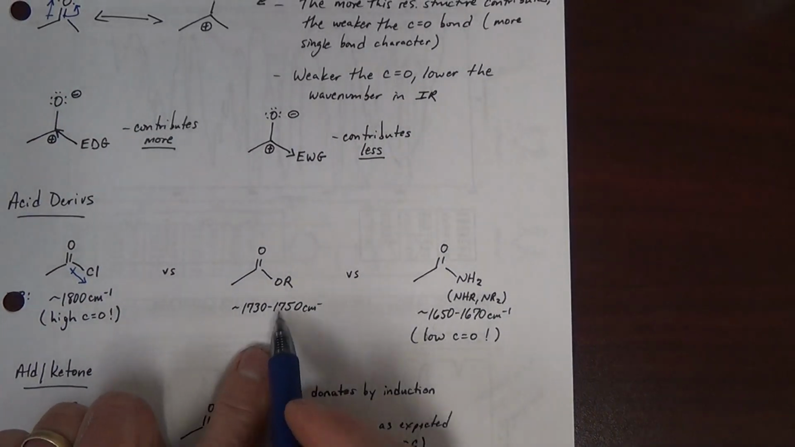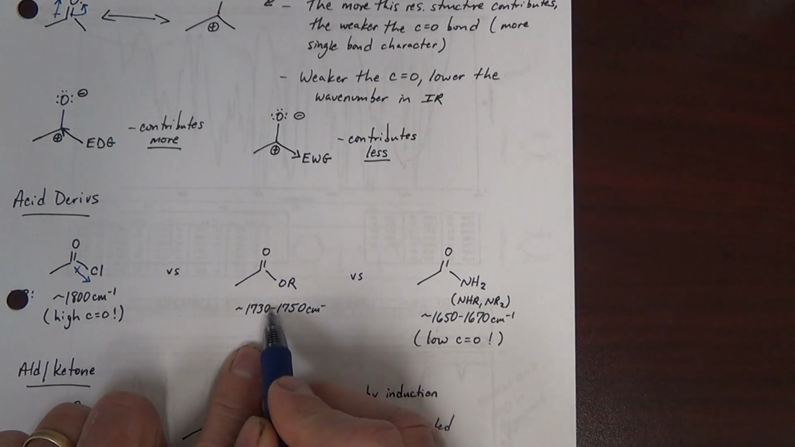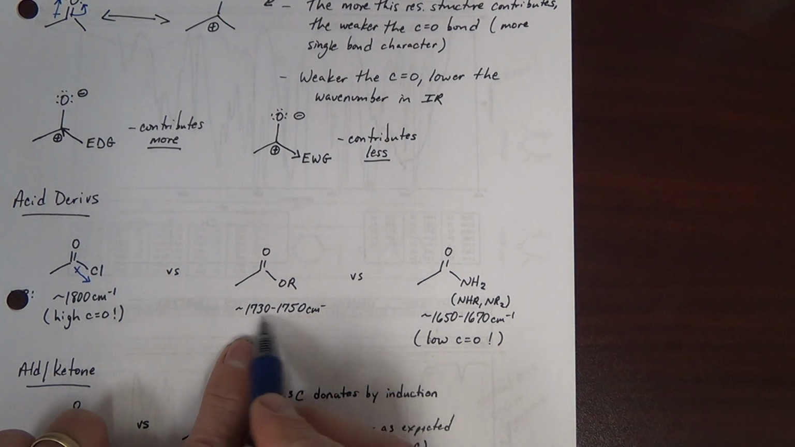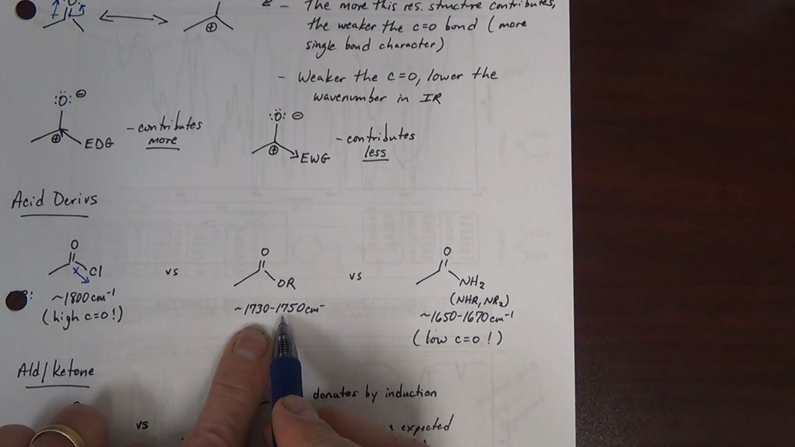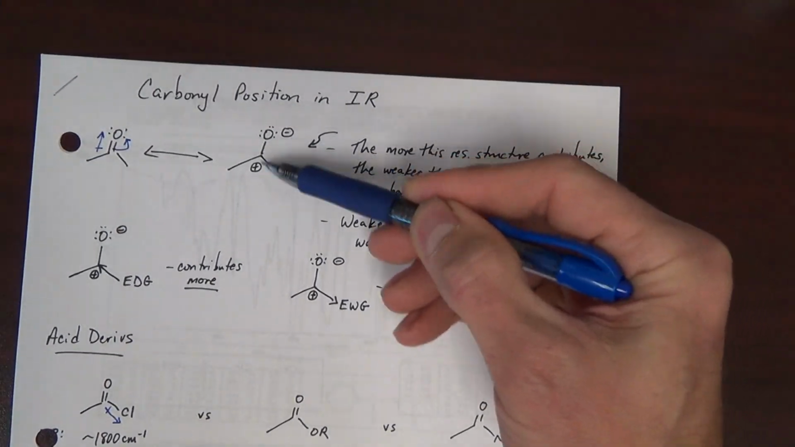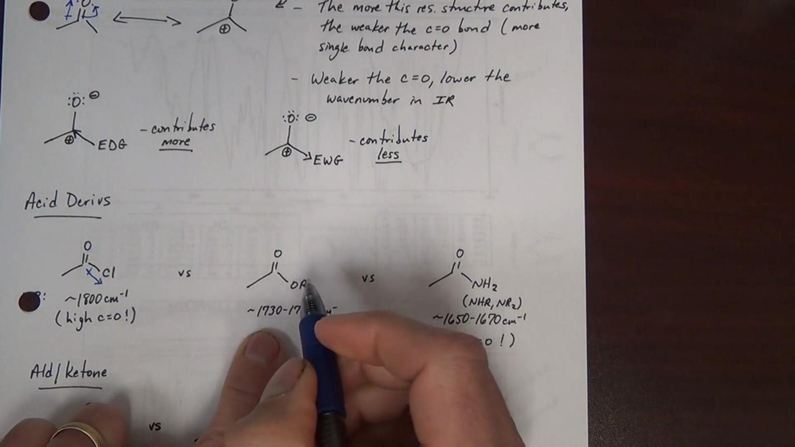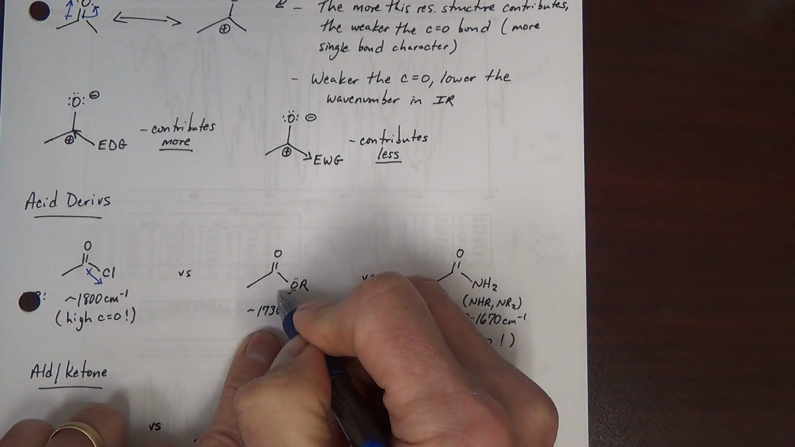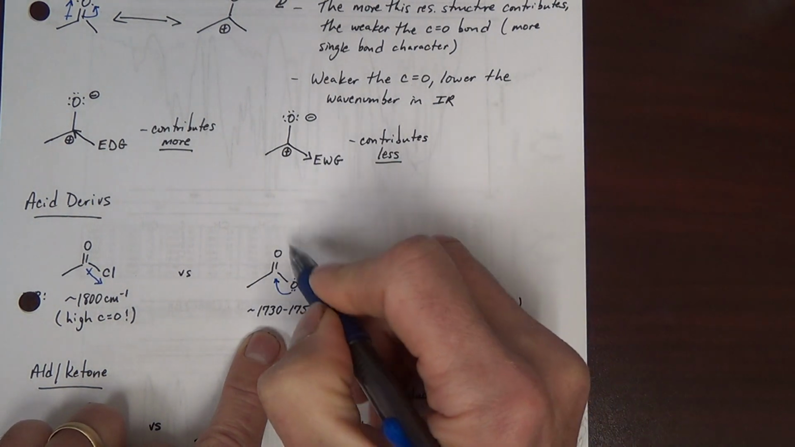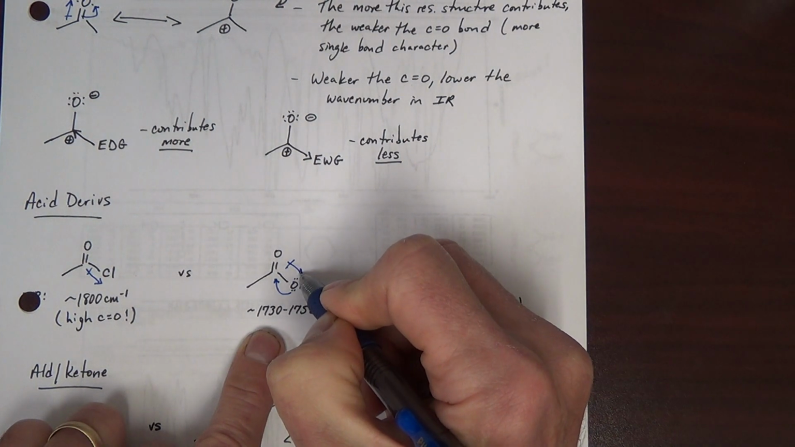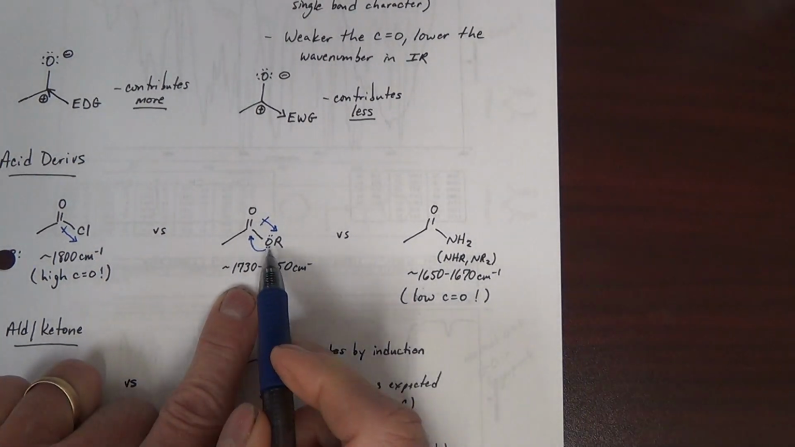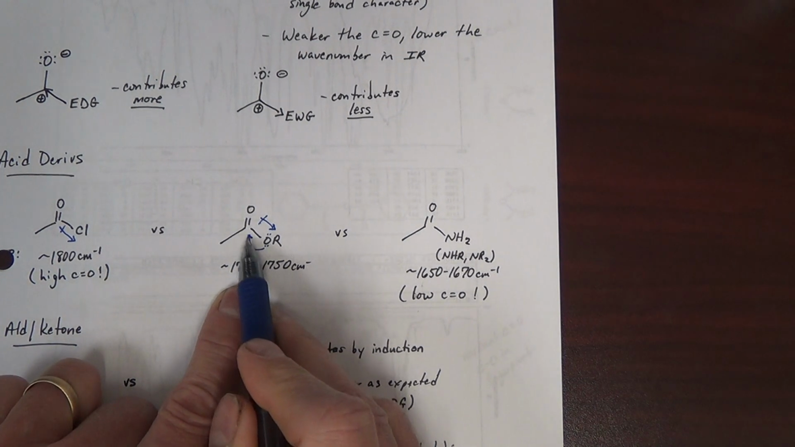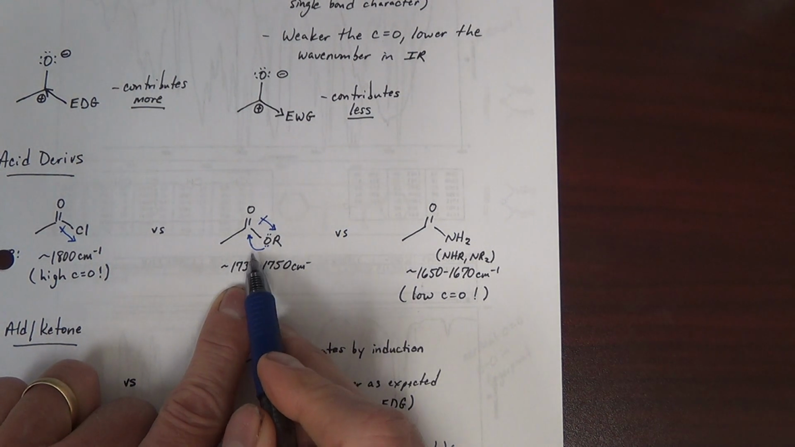We can compare that to esters. Now, esters have sort of a mid-range to slightly high wave number. The fact that the wave number is lower tells us that this contributes more. Well, why? Because the oxygen is actually a net donator. It can donate by resonance. Yes, it withdraws inductively. But the more major effect is the donation by resonance. It's actually a mixture here.